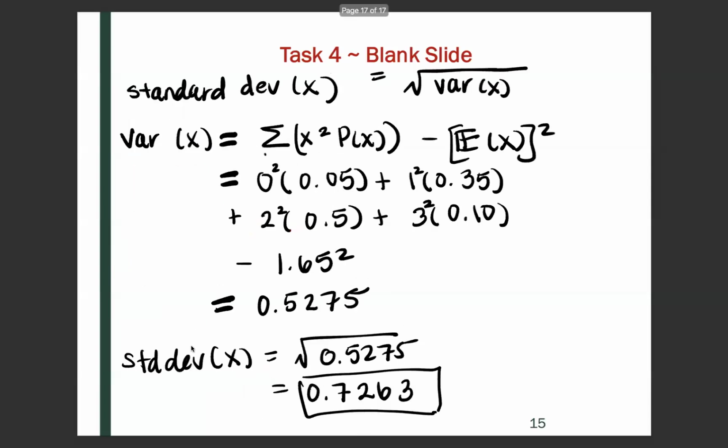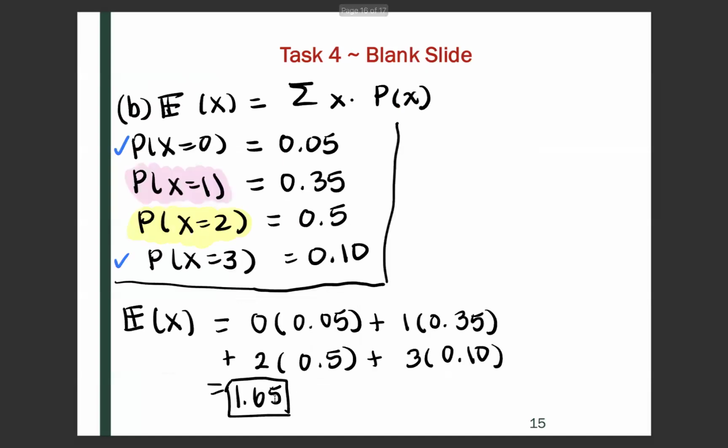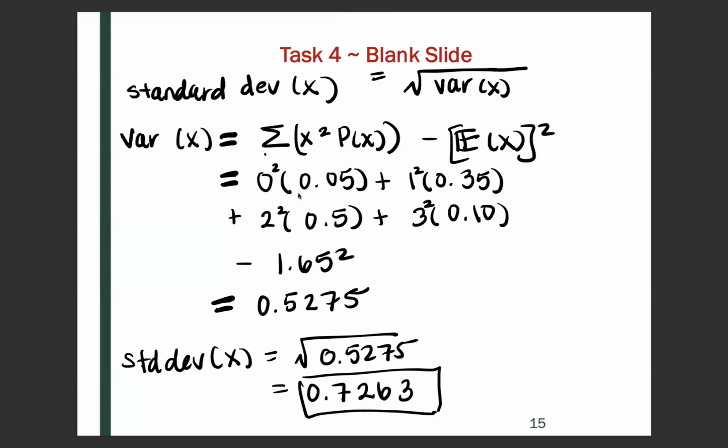But we also want to find the standard deviation. So we need to find the variance and then take the square root. And so the variance is the sum of x squared times the probability of x minus the expectation whole squared. So we already found that the expectation was 1.65. So we'll find this and then subtract 1.65 squared.